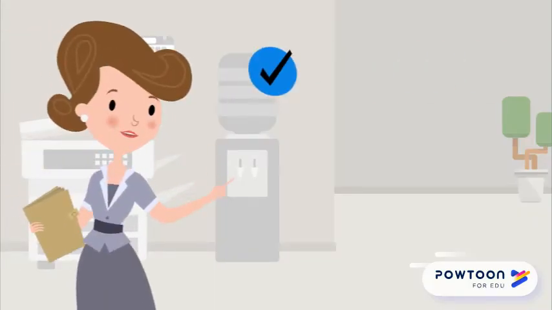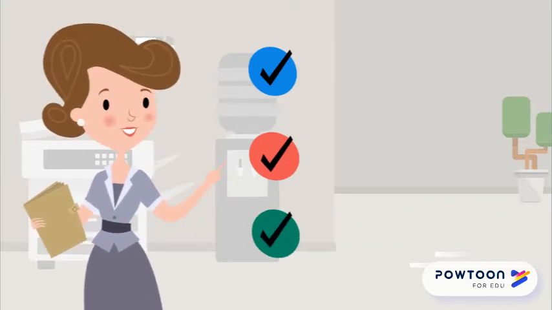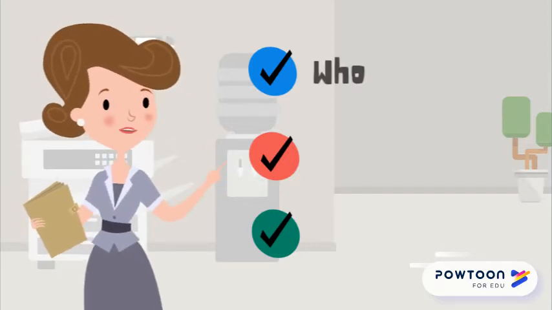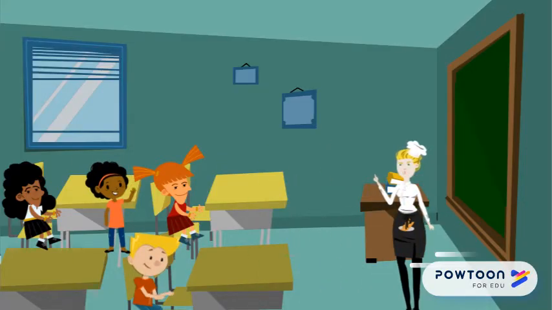Adjectival dependent clauses. Adjectival dependent clauses tell you more about the noun in the main clause of the sentence. They are introduced by words such as who, which, and that. For example, the celebrity chef who visited our school told us all about how to become a chef.